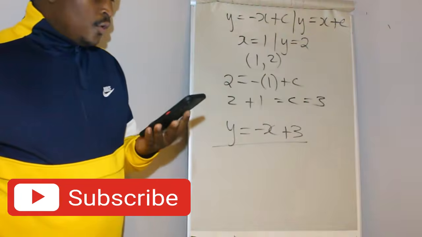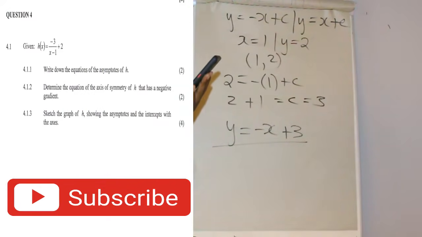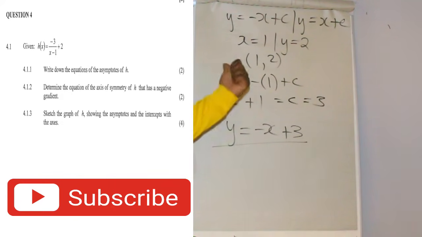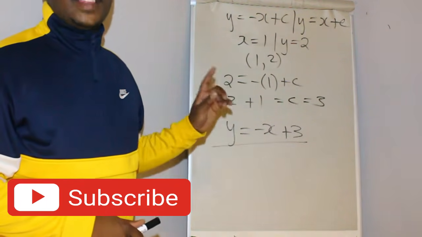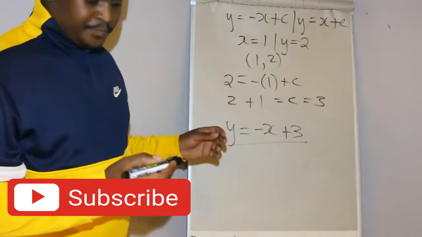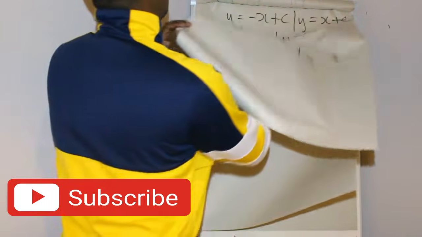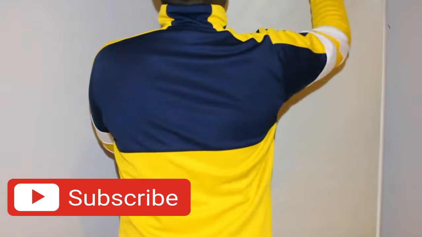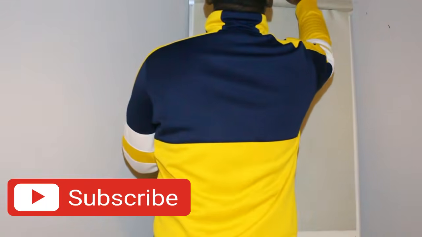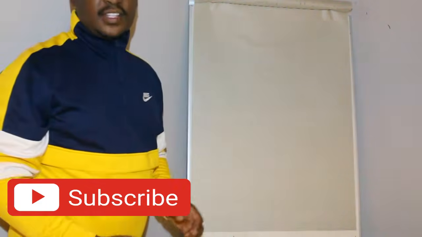Okay, so we proceed to the next question. Question 4.1.3 reads as follows: sketch the graph of h showing the asymptotes and the intercepts with the axis. So they want us to plot the graph of h to show the asymptotes and the intercepts with the axis. So let's start with our function. What is it that we know? So let's suppose that we are drawing this function now.